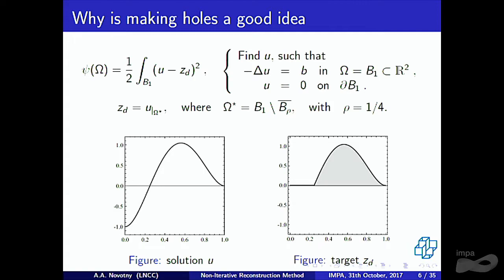So assuming that this has a radial solution, then this is the profile of the solution U. Here is the radius, the center of the disk. And the target is this gray region, the restriction of U to the ring. So we can prove that the disk, the full disk, is a local optimizer of this problem.